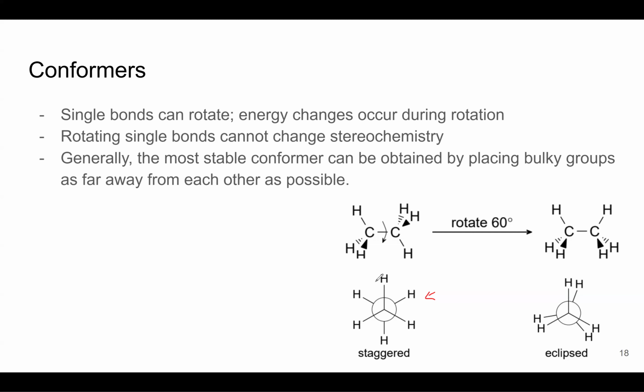Bond rotations do occur, and you might see a graph where the y-axis is energy and the x-axis is the degree of rotation, for example the angle between these two. The highest energy point is the eclipsed formation, while the staggered conformation will fall here. Of course, when it's not all hydrogen but three different groups, the most stable conformation is when you place the bulky groups as far away from each other as possible.